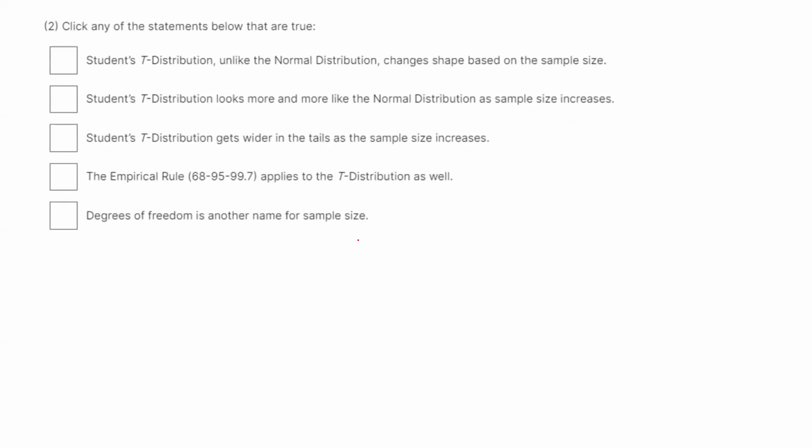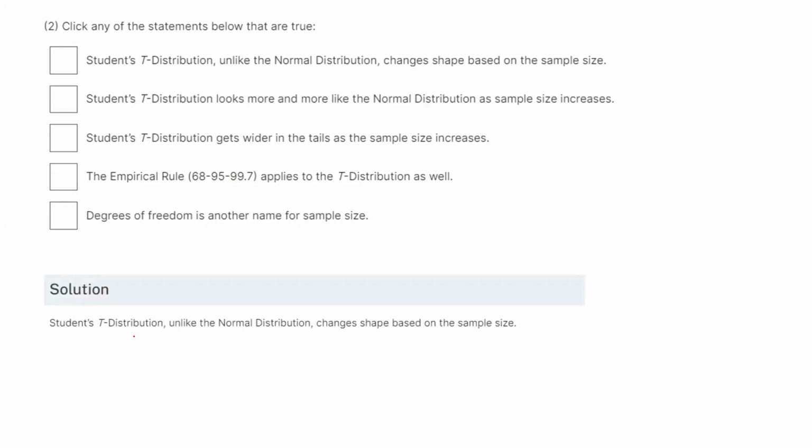Next question for you. Which one is true? Students' t distribution, unlike the normal distribution, changes shape based on the sample size. Students' t distribution looks more and more like the normal distribution as sample size increases. Students' t distribution gets wider in the tails as the sample size increases. And empirical rule 68, 95, 99.7 applies to the t-distribution as well. And finally, the last statement says degrees of freedom is another name for sample size.